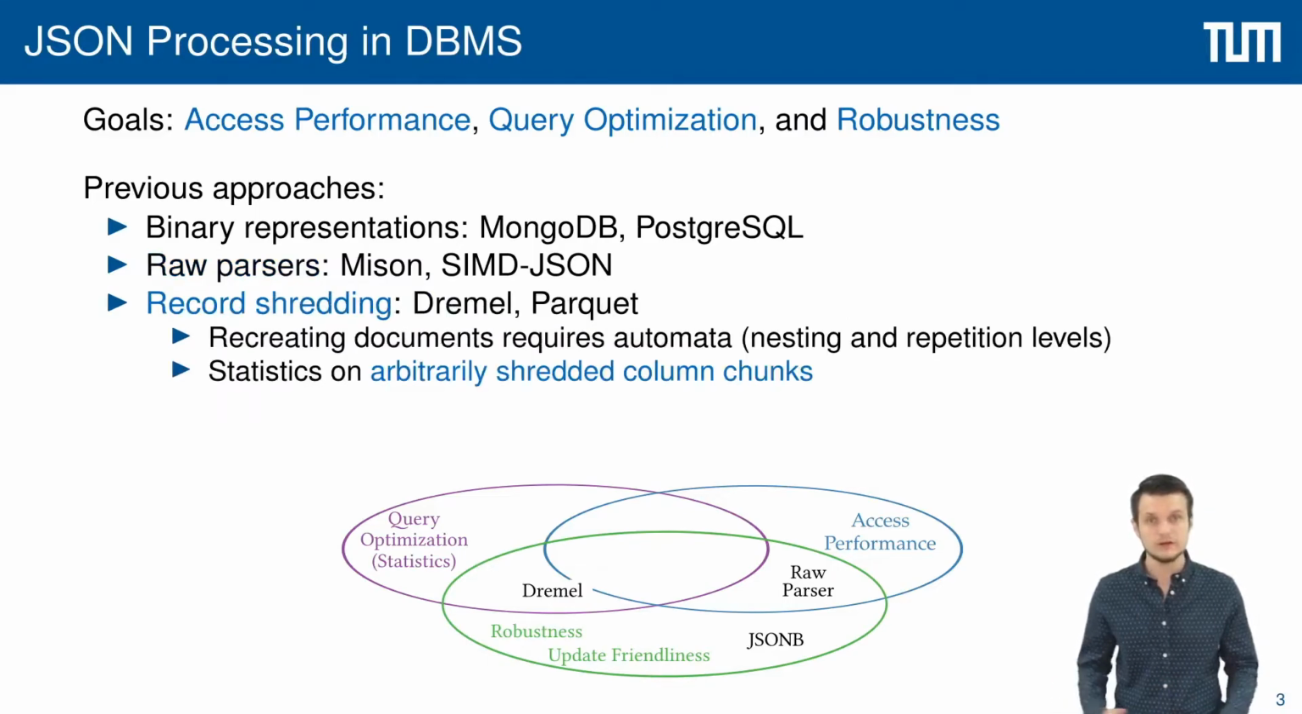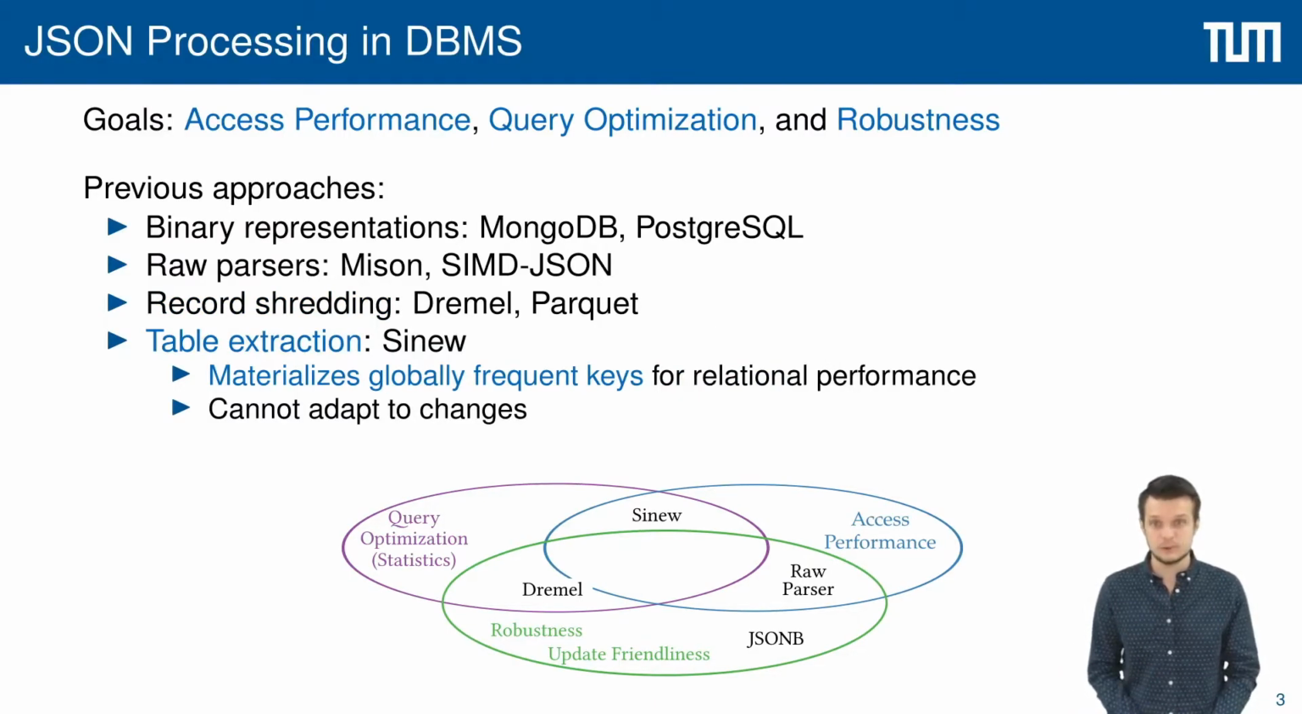Record shredding is another very interesting approach which was developed by Dremel and is actually implemented in Apache Parquet. There, you take a JSON document and chop it into its individual pieces and store these pieces into column chunks. You already get statistics on the column chunks, so you have a min and max value, for example. However, when you recreate the documents, this can be quite expensive. Especially with nesting and repetition, this requires in Dremel the access of an automaton.